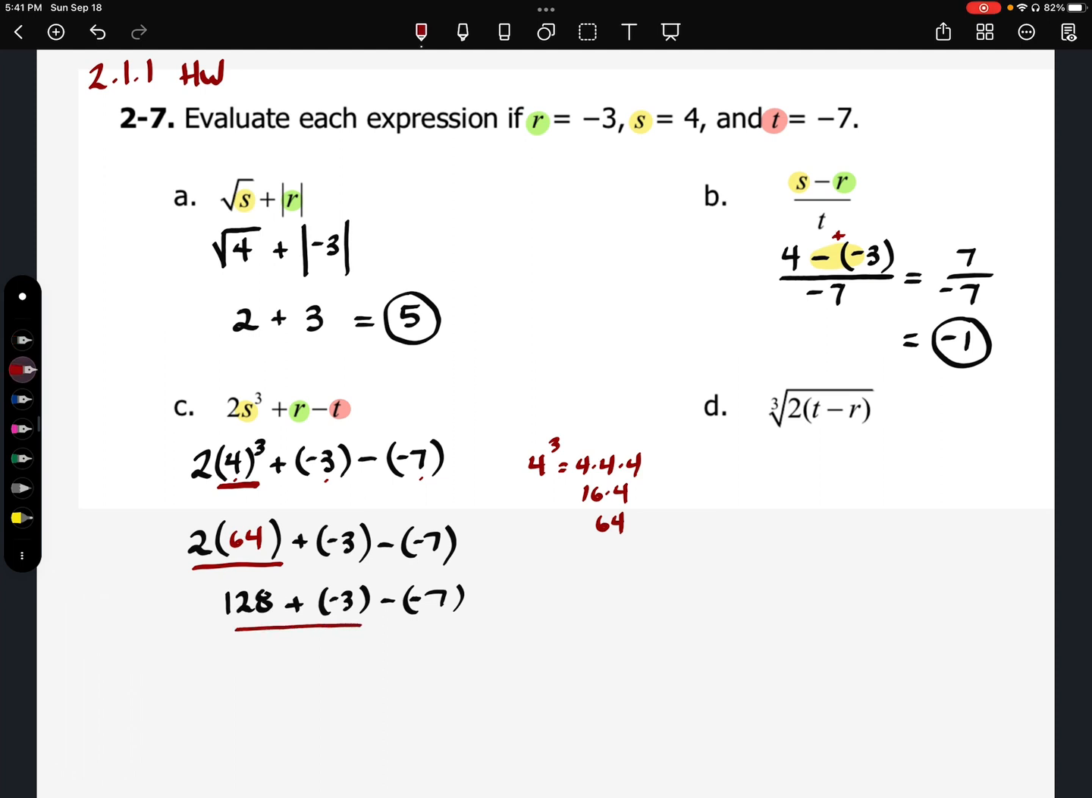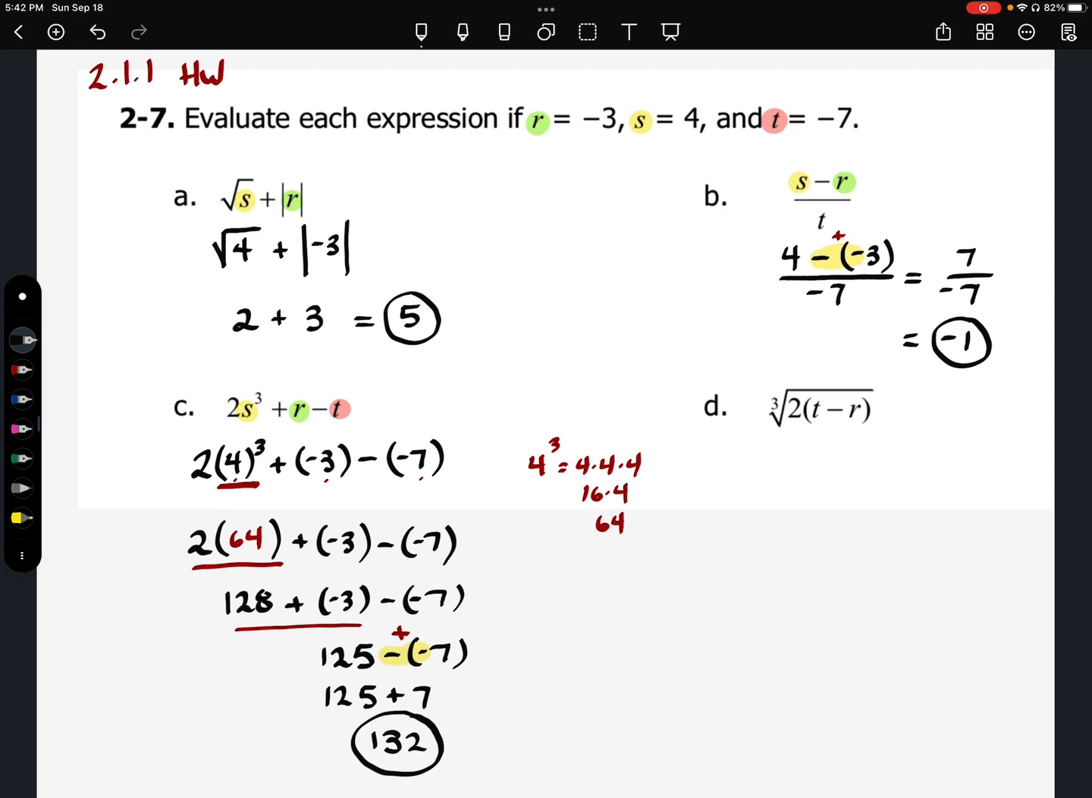Our next step here, 128 plus -3 is going to give us 125. And then we still have minus -7. Remember, when you subtract a negative, that's the same thing as adding. So this is the same thing as 125 plus 7, which would equal 132. And that is our answer.